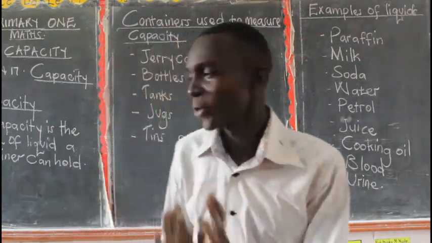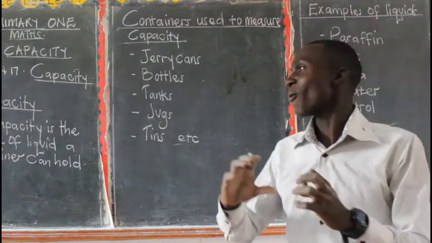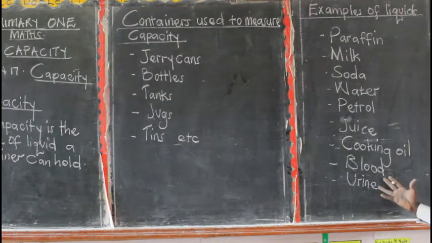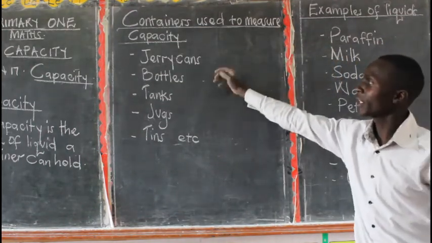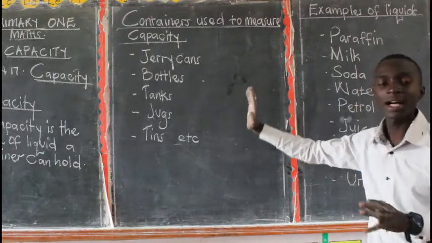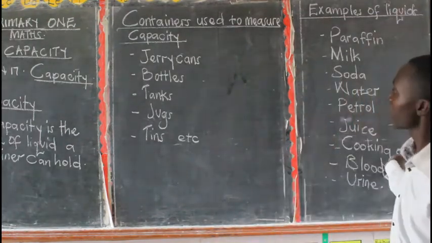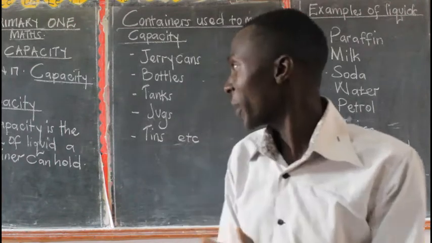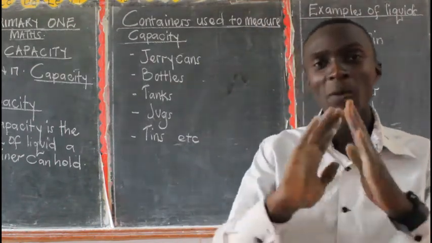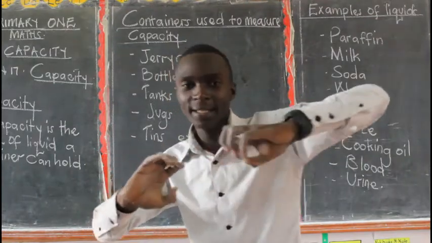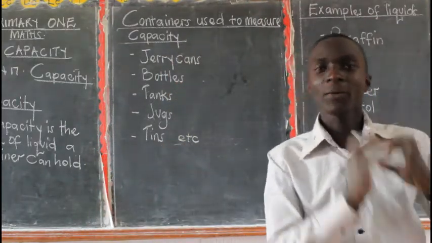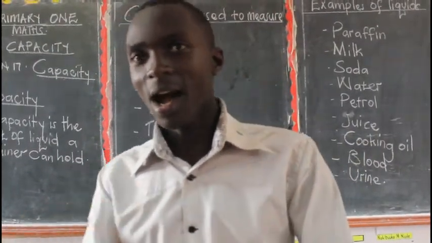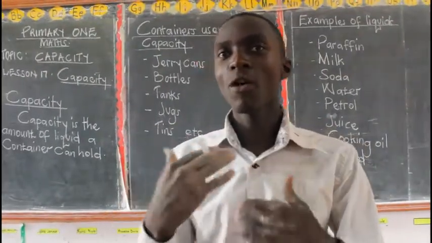So my children, those are some of the examples of liquids that are measured. What measures these liquids? These are jerry cans, bottles, containers, tanks, jugs, and the others. So we put these liquids into these containers. So my good children of primary 1, today we have learned about capacity. We have learned about some of the containers that are used to measure capacity and some examples of liquids. Thank you very much. We meet in the next lesson to find out more about capacity.